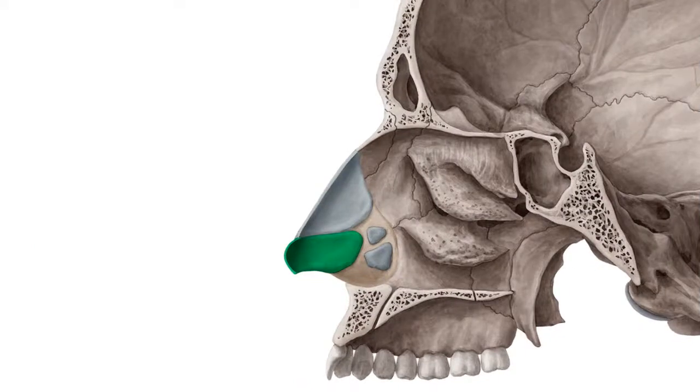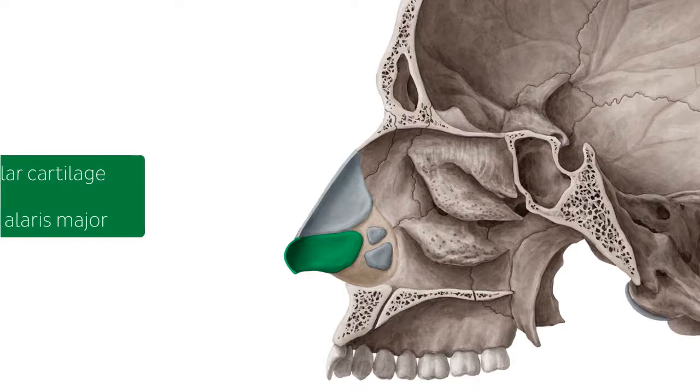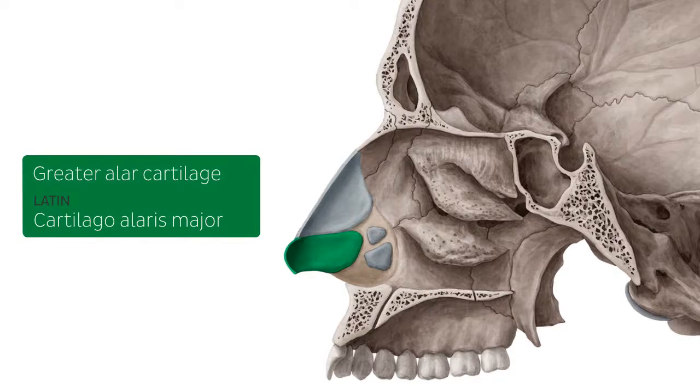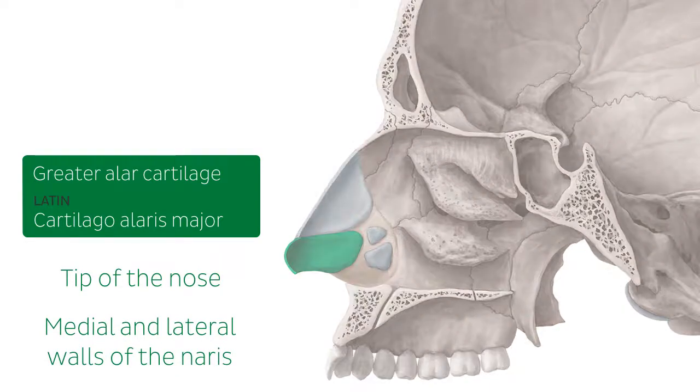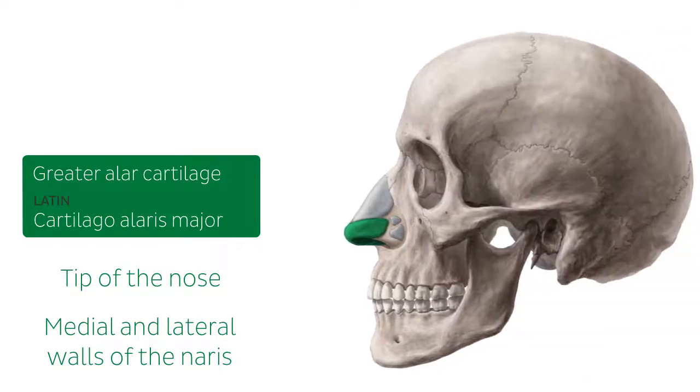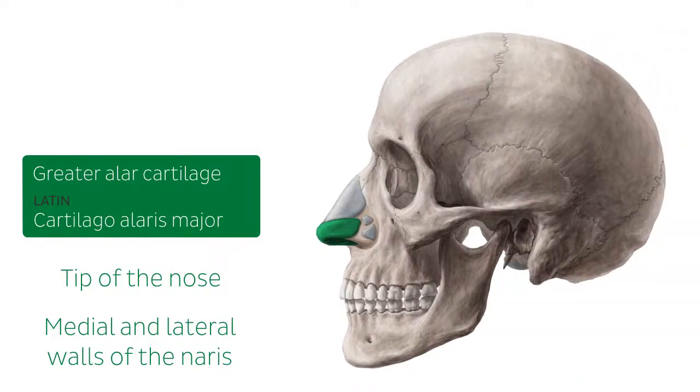Now let's look at the cartilages and the other soft tissues that we can see from this perspective, starting with the greater alar cartilages. The greater alar cartilages form the tip of the nose. These two hook-shaped cartilages also form the medial and lateral walls of the nares or nostrils. They have a medial crus that forms the anterior and inferior part of the nasal septum, and a lateral crus which curves laterally around the nares.